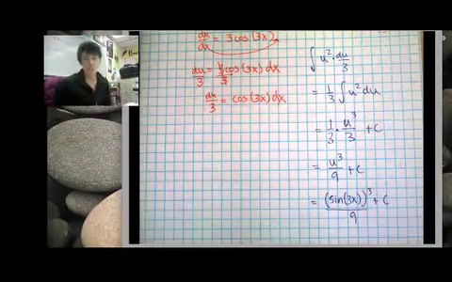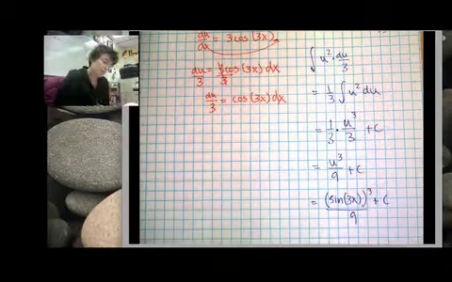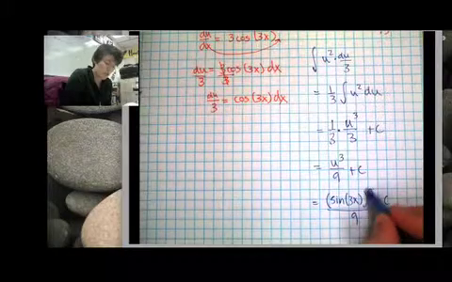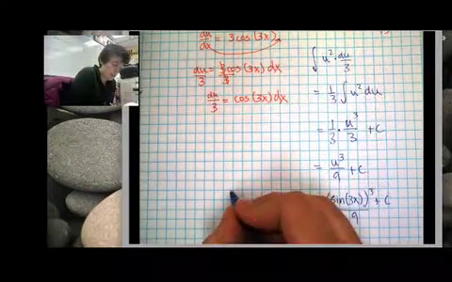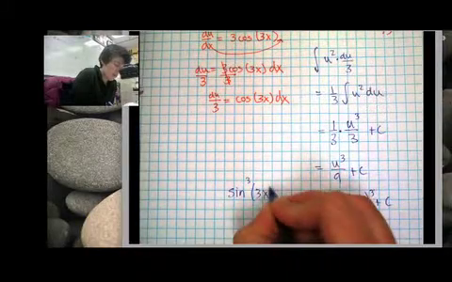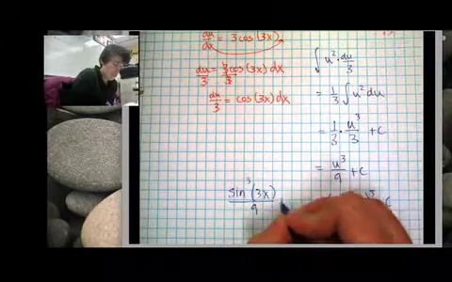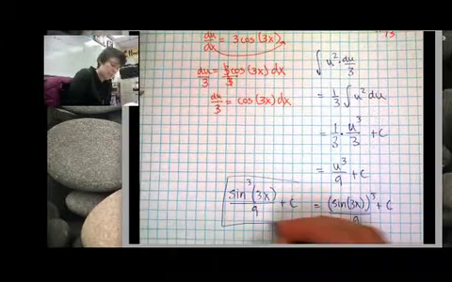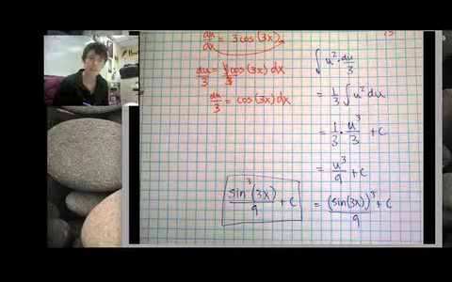Technically you're done. That's the right answer, but because it's a trig problem and I'm trying to use good notation, you might move the cubed portion back here. You might write it like sine cubed of 3x over 9 plus c. Or you could put a 1/9 in front. It's really the same thing, but I'm going to say that is my answer. I'm going to leave it like that.